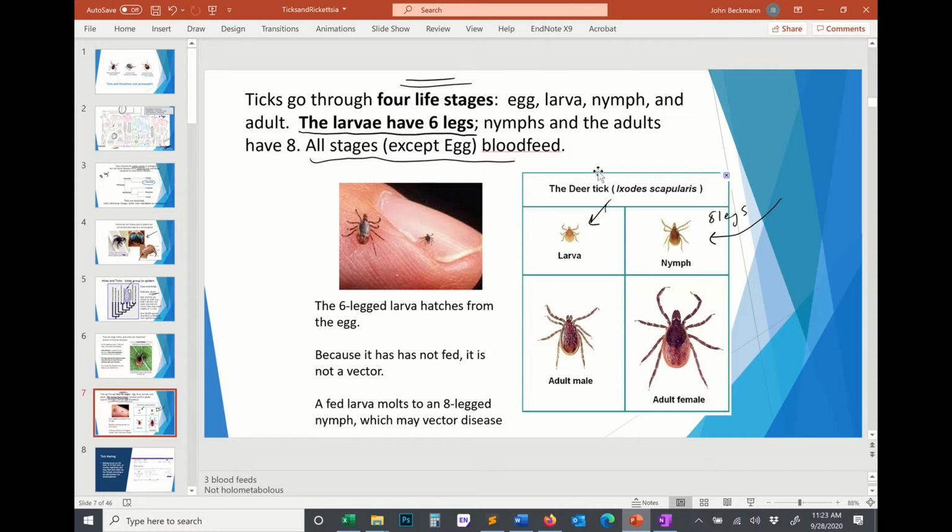So if you find a tick on you that has 6 legs, you don't have to worry that you're going to get a disease because it hasn't blood fed before. Does that make sense? So if you get a larva on you, you don't have to worry too much, unless there was a maternally transmitted disease, which can happen. But for the most part, if you get a larva, you don't have to worry. What we most worry about are the nymphs and the adults.